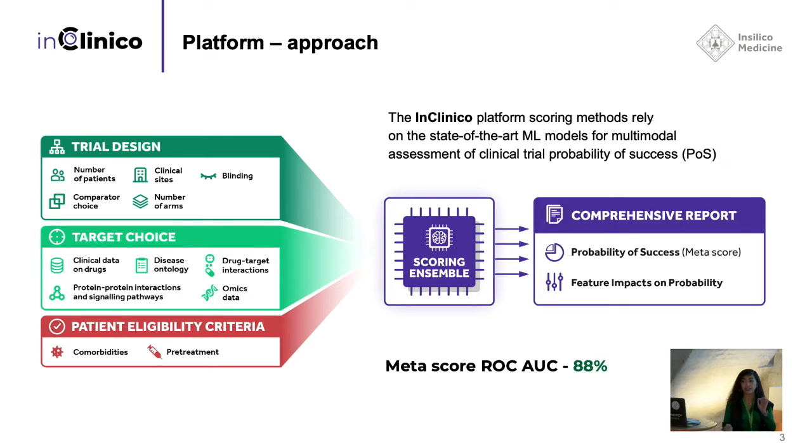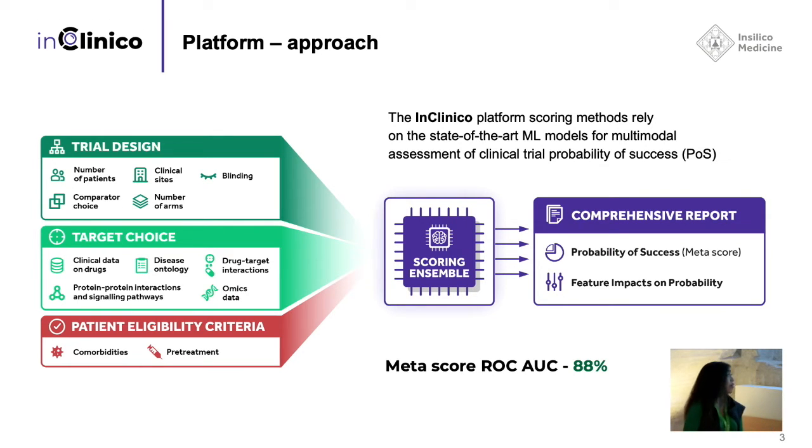And the second one is the target choice. Now this is the one that I would like to highlight because this is made up of data that we have built since 2016. And this is like this huge biomedical graph, really complex and all interconnected, manually created. I'm going to talk again about the data after this. So the target choice score consists of stuff like clinical data on drug, disease ontology, drug-target interaction.